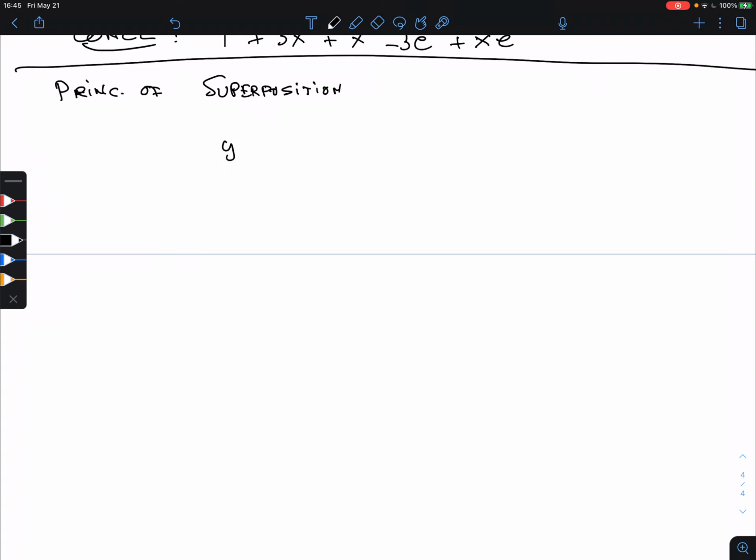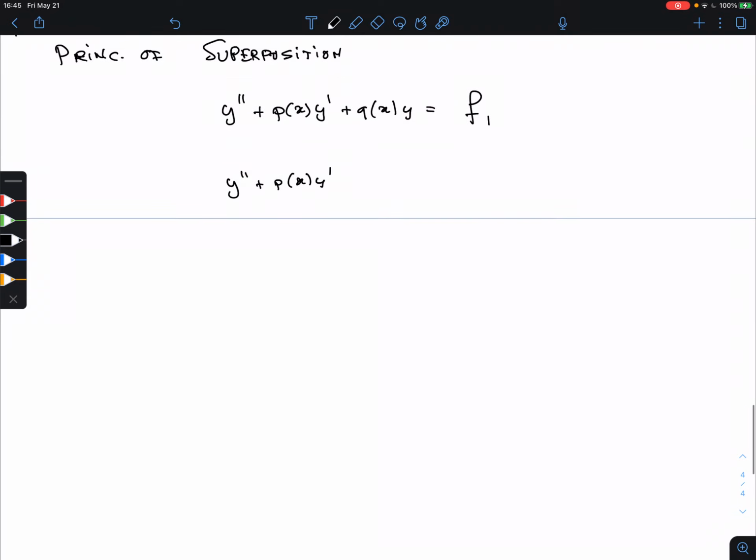So suppose we have the following differential equation, and we have this forcing function f1. And then we have the same differential equation, but with a different forcing function f2. So be careful, right? The homogeneous part is exactly the same. I'm just saying we have two different ones here. So suppose that y1 is a particular solution here, and y2 is a particular solution there.